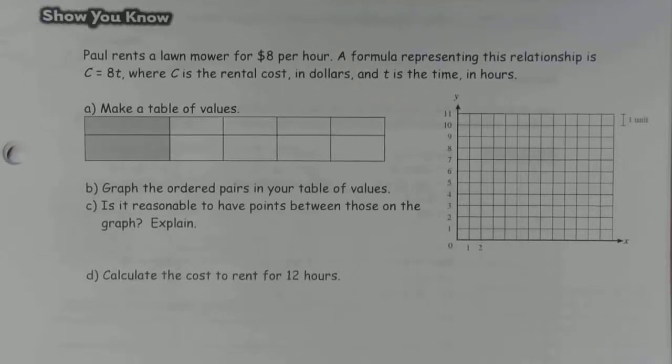Paul rents a lawnmower for $8 per hour. A formula representing this relationship is C equals 8 times T, where C is the rental cost in dollars, and T is the time in hours. So it says to make a table of values. So we're going to do just that.